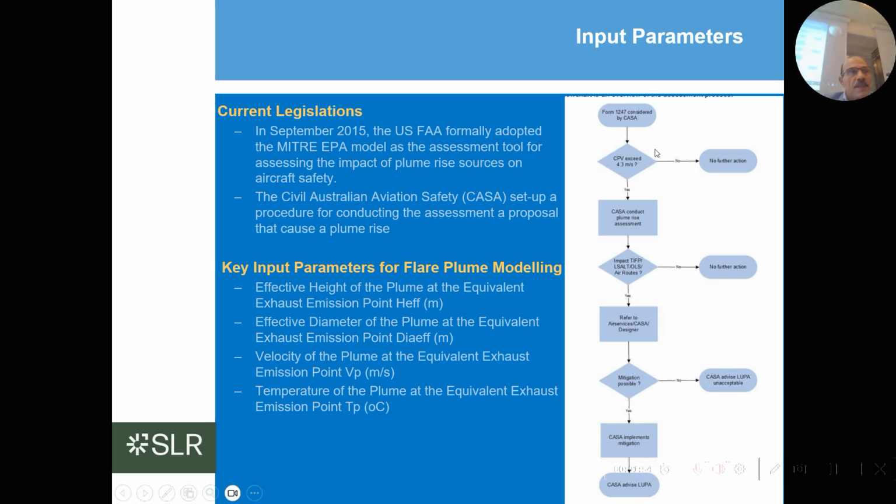Basically, the procedure starts with a screening method just to measure the velocity at the exit of the stack, and then implement the EPA model if necessary to determine the probability of an aircraft experiencing turbulence near the plume rise. And if you want to use the MITRE EPA model, then you need key input parameters, including effective height of the plume at the equivalent exhaust emission point, effective diameter of the plume, velocity of the plume, and temperature of the plume.